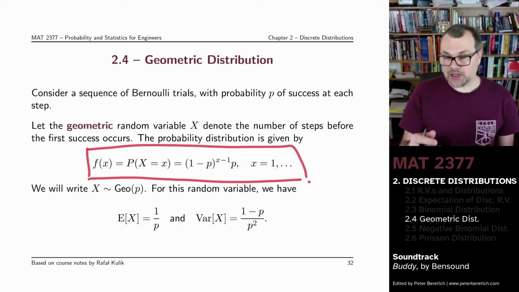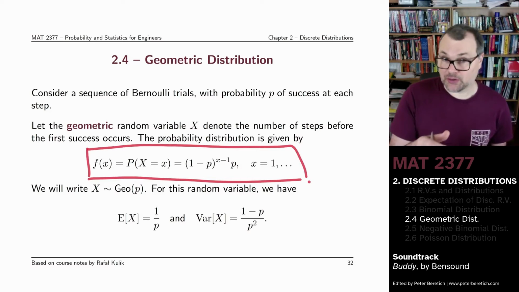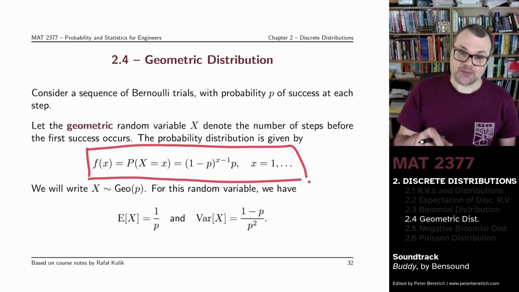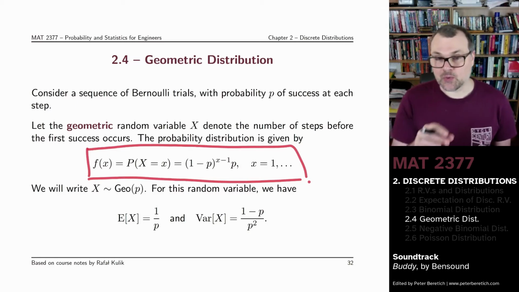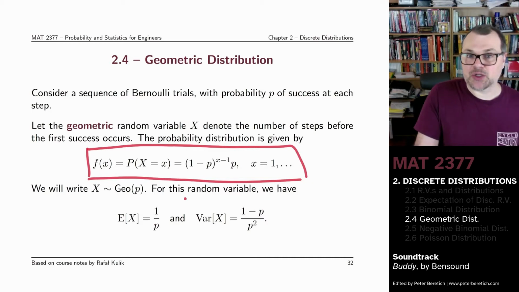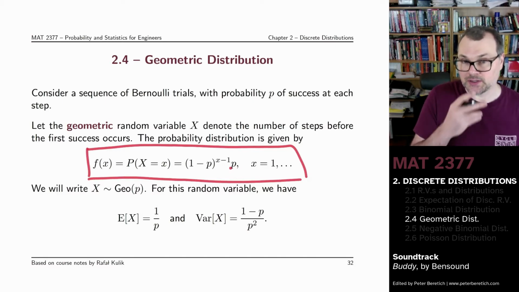1 minus p, the probability of failure at every step, to the power x minus 1, times p, the probability of success. So what this is saying is that you have basically failed x minus 1 times, and then on the xth attempt you succeed. So what's the probability that it takes you x attempts? Well, x minus 1 failures to start with, and then eventually 1 success.